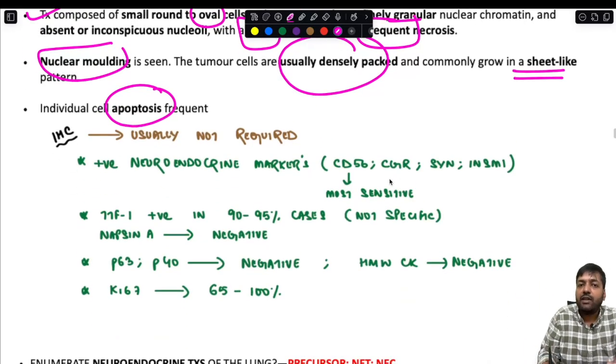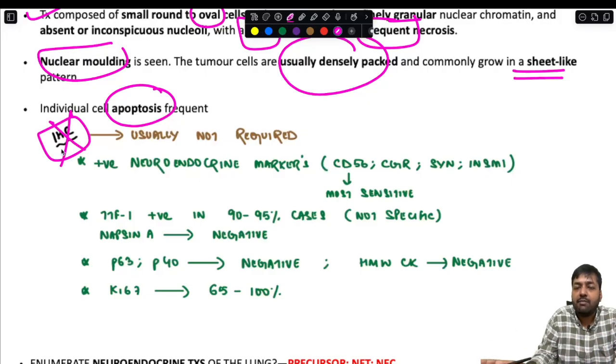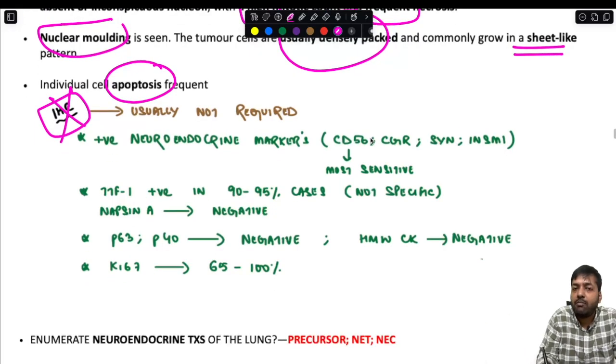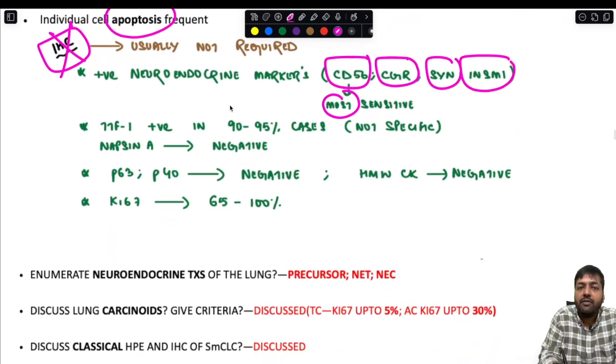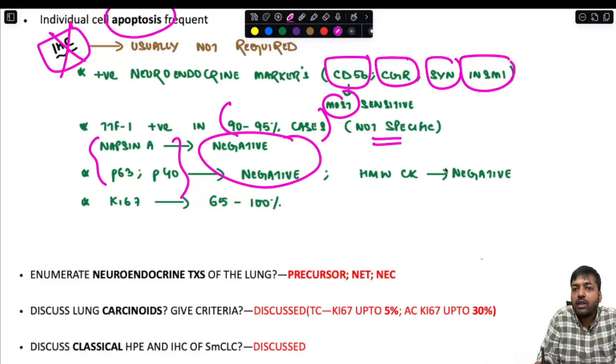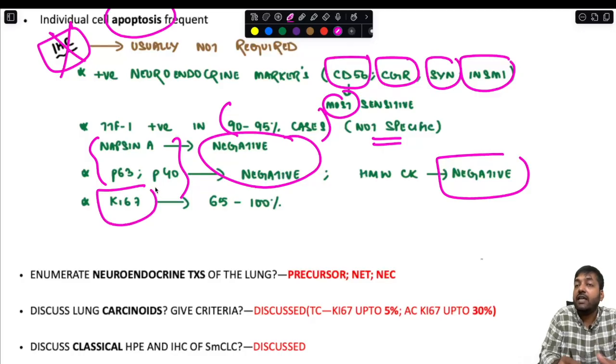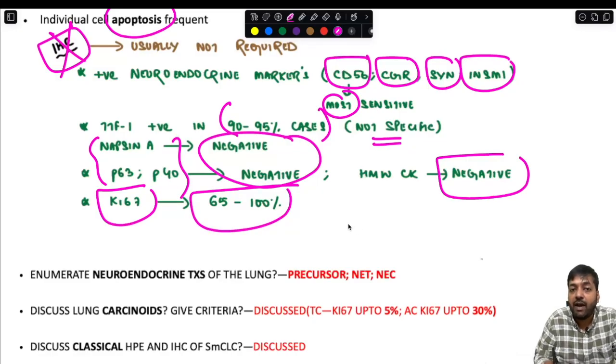Now remember, usually for the diagnosis of small cell carcinoma of the lung, IHC is not required, but I am discussing these markers because the examiner will ask you. What are the neuroendocrine markers? They are positive for neuroendocrine markers: CD56, which is the most sensitive marker, chromogranin, synaptophysin, INSM1. TTF1 positivity is seen in 90 to 95% of cases, but is not specific. Napsin A, P63, P40 are all negative. High molecular weight cytokeratin is also negative, and Ki67 index is very high. This is a highly proliferating, highly dividing tumor with a Ki67 rate of around 65 to 100%.